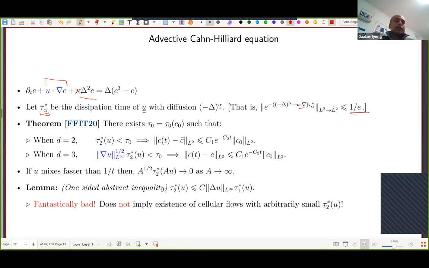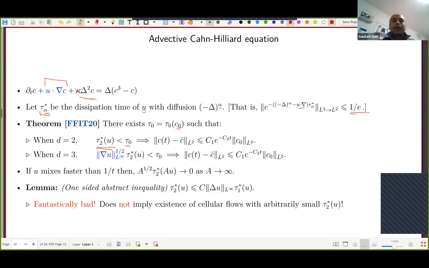So how does our theorem work? It's a little bit different from what we had for Keller-Siegel. In 2 dimensions, it works exactly the same, which is, you give me any initial configuration C naught, I can find you a tau naught strictly positive, such that if the dissipation time of u with 2 Laplacians is below tau naught, then I converge exponentially fast to the homogeneous mean.